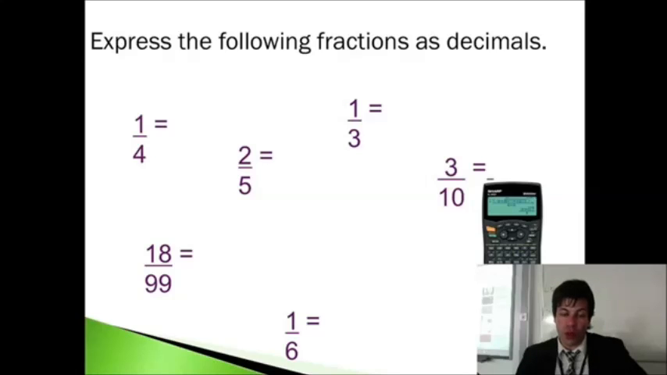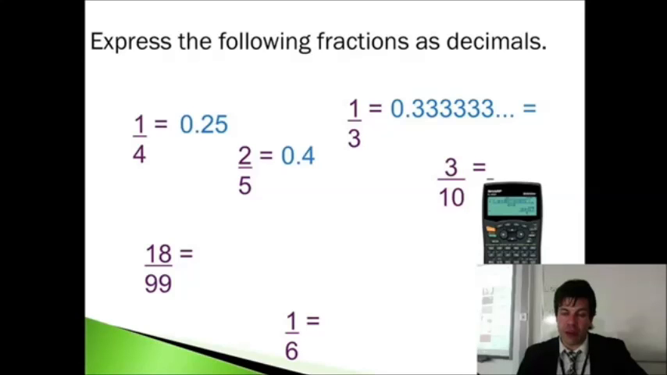So 1/4 we should know already as 0.25. 2/5 we should know as 0.4. 1/3, how many decimal places shall we write this to? We know that it's 0.333, as many threes as you can fit on your screen or paper, which of course can be expressed as 0.3 recurring. There should be a little dot above the 3 to indicate that the 3 is recurring. 3/10 is the equivalent of 0.3 without the recurring.